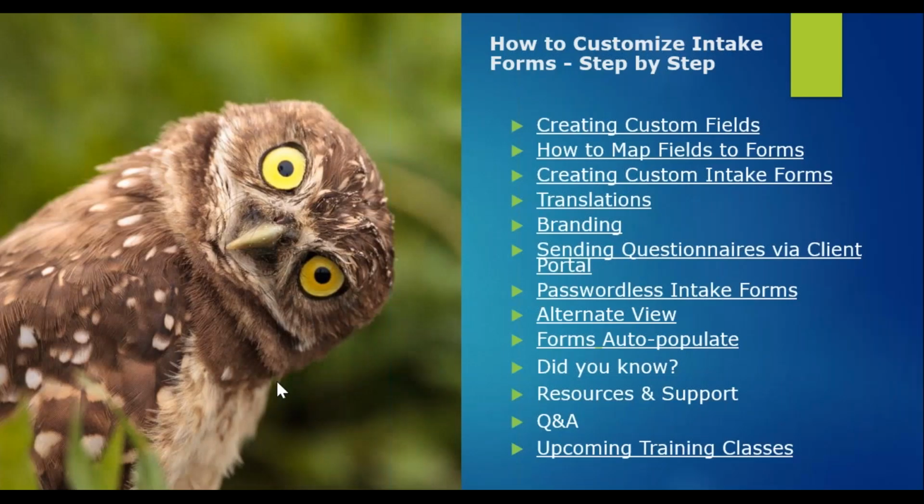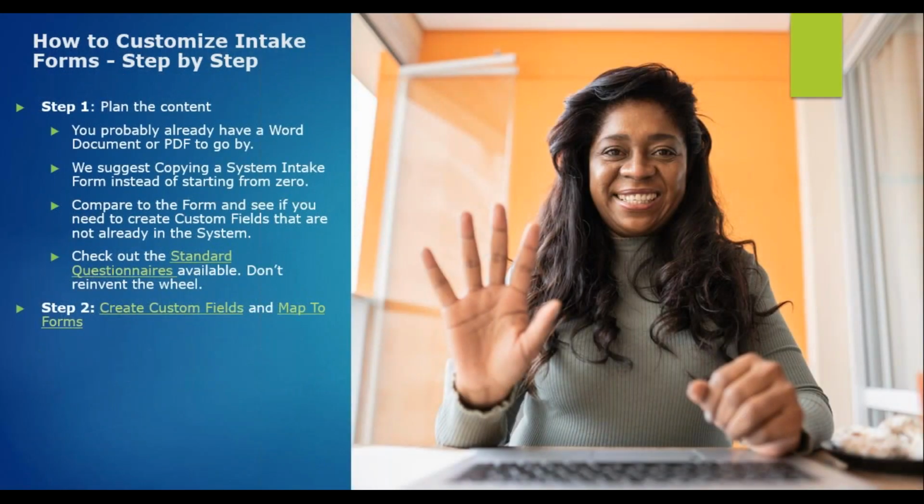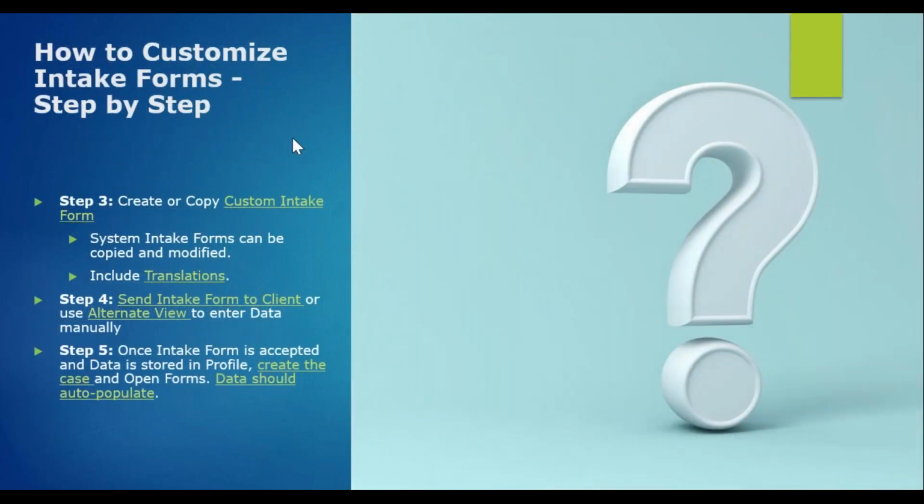Right now, just to quickly recap, and before I take some of these questions, I'm going to show you the PowerPoint. So we talked about planning the content and look at the questionnaires that we already have in the system so that you can use those or copy any system intake forms so you don't have to start from zero. Also, we talked about creating custom fields and how to connect them to forms, how to create the questionnaire and map that so that it stores the information correctly into the system. And also I talked about including translations. So before I move on to step 4 and 5, I want to know if you guys have any questions.